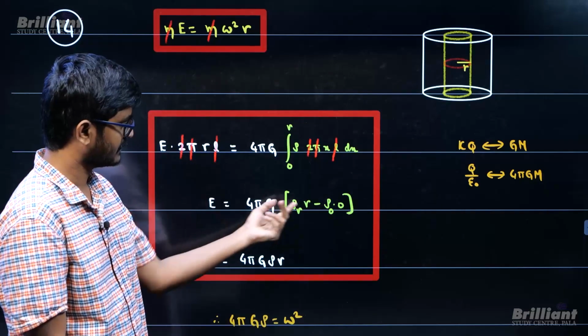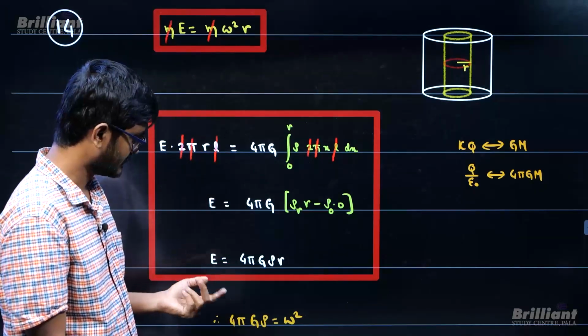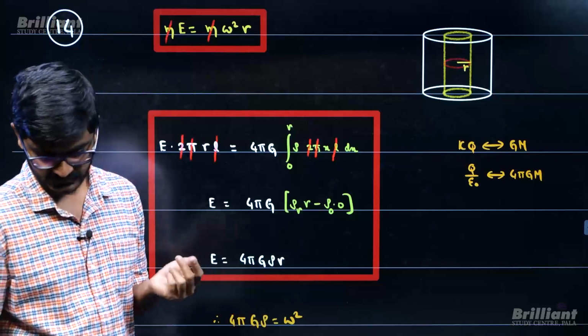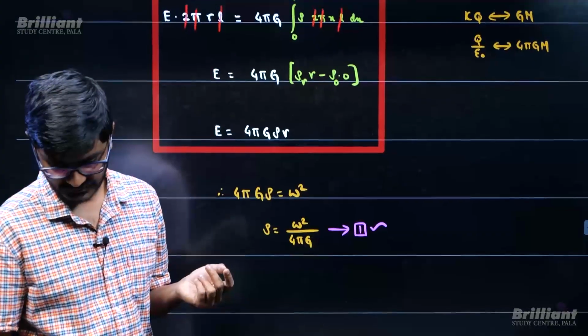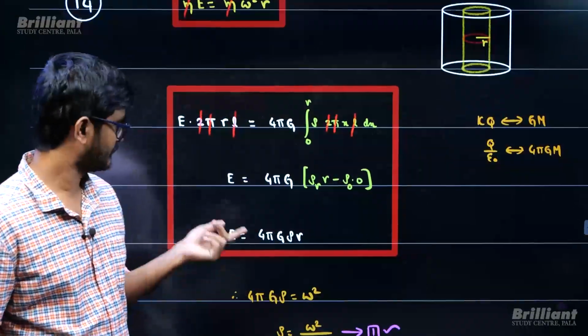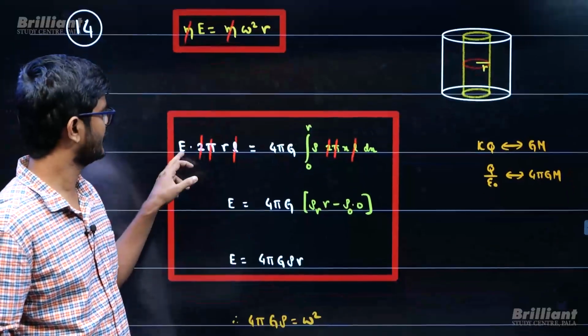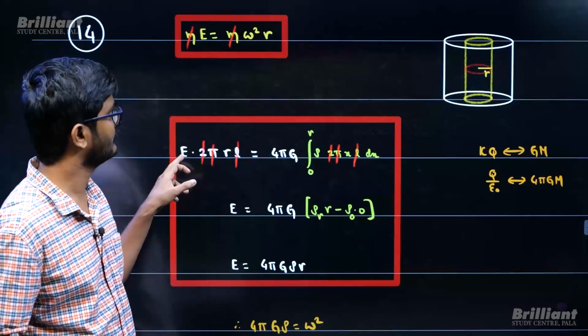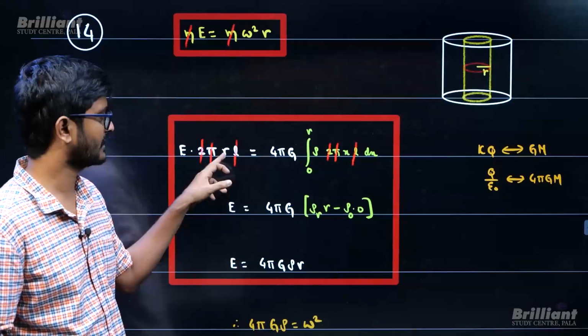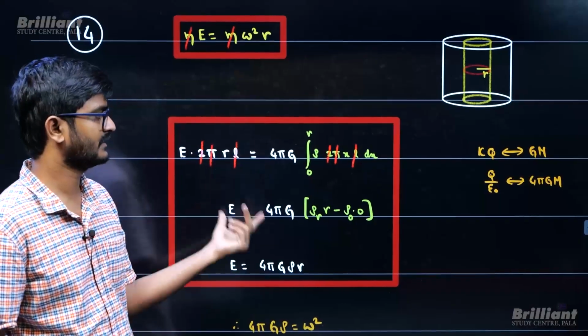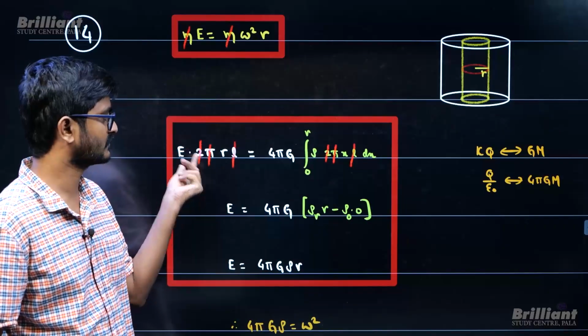Yes, this r and this r will get cancelled, so density is constant. I think this method was wrong. This electric field is a function of r, so we will be getting omega square r into r, omega square r square. I need to differentiate it on both sides, so here I will be getting omega square into 2r.